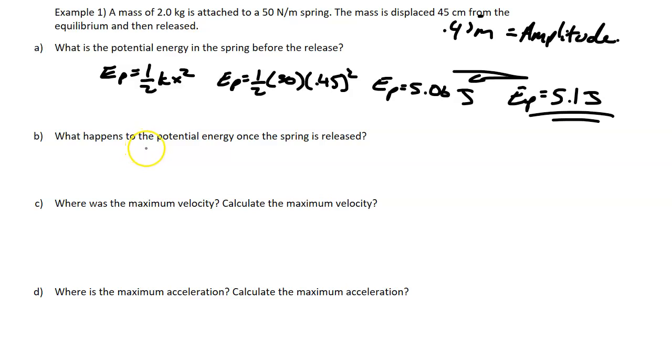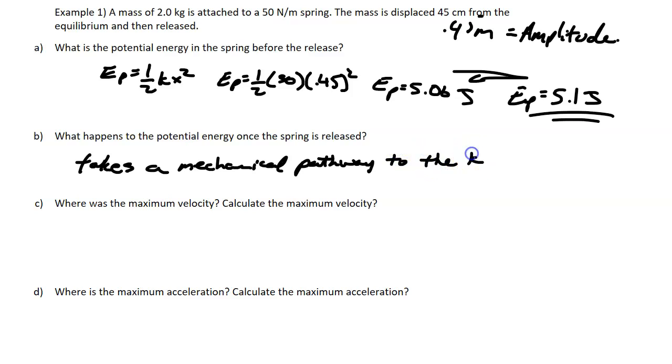What happens to the potential energy once it's released? Well, it's going to take a mechanical pathway to become a kinetic store. Now, that mechanical pathway is the force that is acting upon this from the spring, as it starts to move. Now, if we want to calculate the maximum velocity, that maximum velocity is going to happen at the equilibrium.